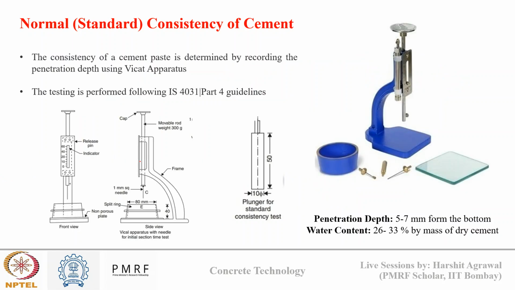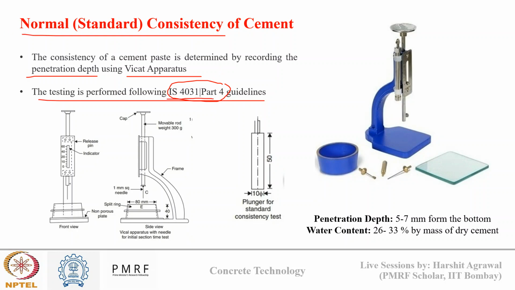Now, the normal consistency of cement is determined by recording the penetration depth using the Vicat apparatus. This testing is performed following the IS 4013 Part 4 guidelines. For each physical property testing of cement or concrete, there are standard guidelines formed by the Bureau of Indian Standards. So for normal standard consistency, we follow the IS 4013 Part 4 guideline. Now how do we represent this normal consistency?